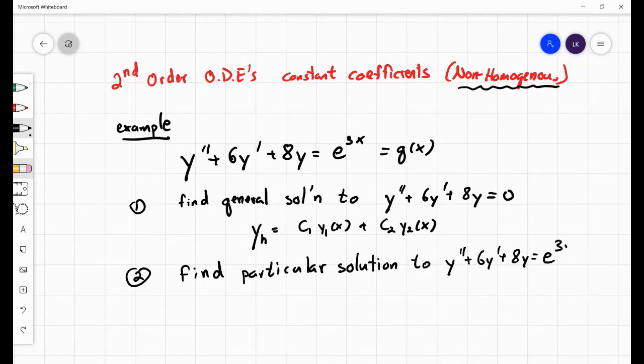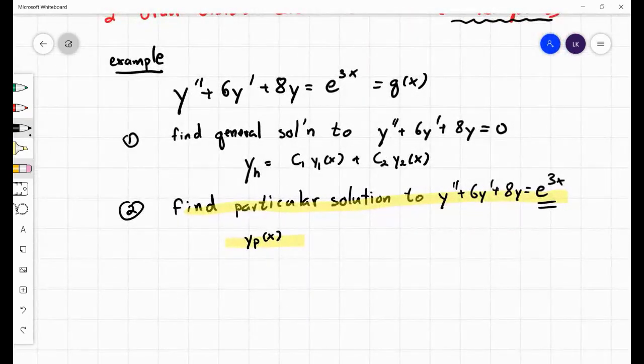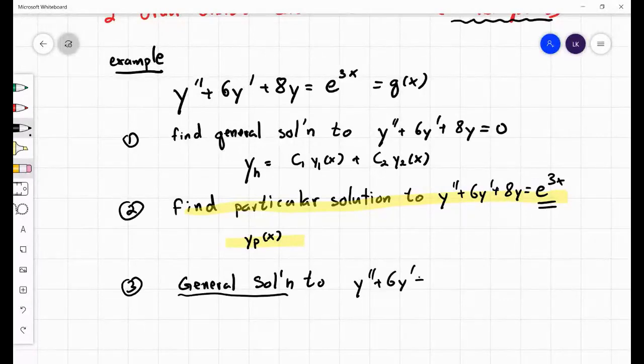So for the non-homogeneous differential equation, the right-hand side is not zero. And so we'll write that as yp, and it's some function of x, right? The main focus of what I want to go over is actually how to find this particular solution. But let's assume we found it, whatever the method is. Then the general solution to the original equation is going to be the homogeneous part plus the particular solution.